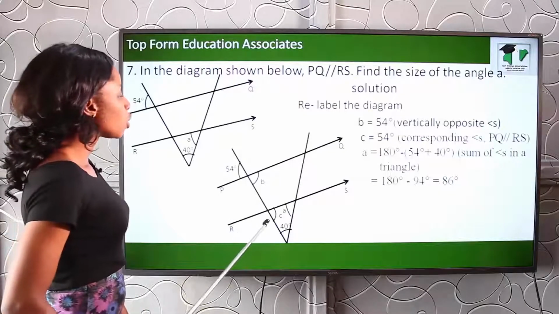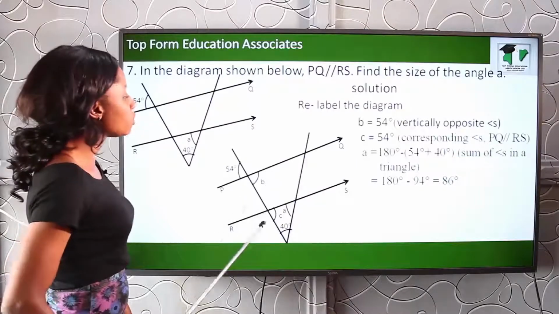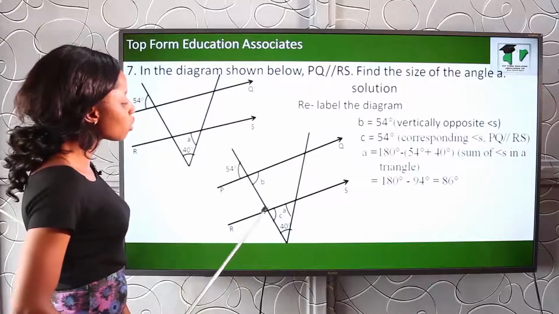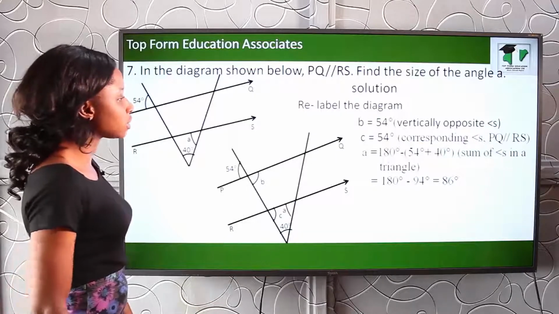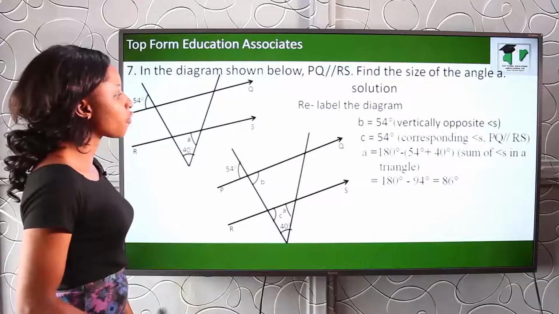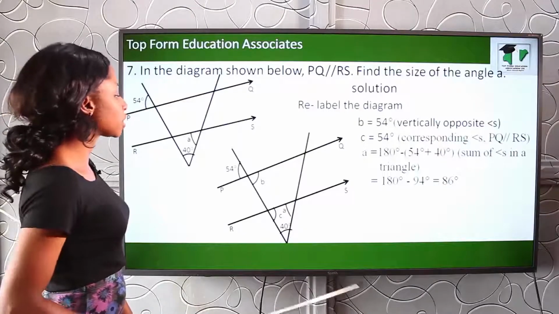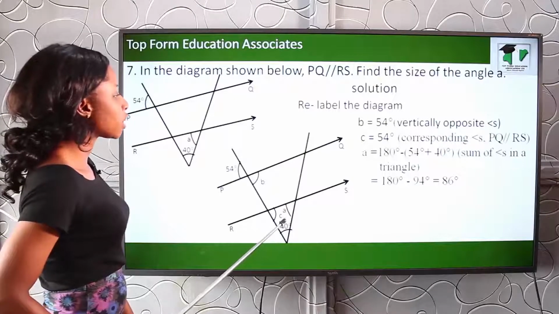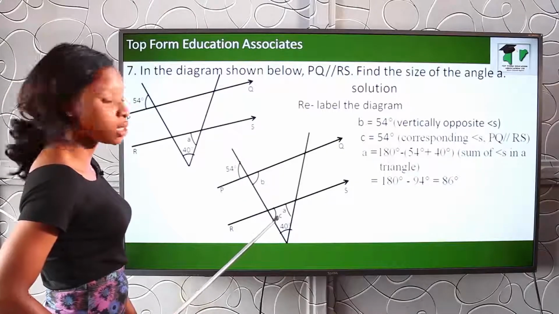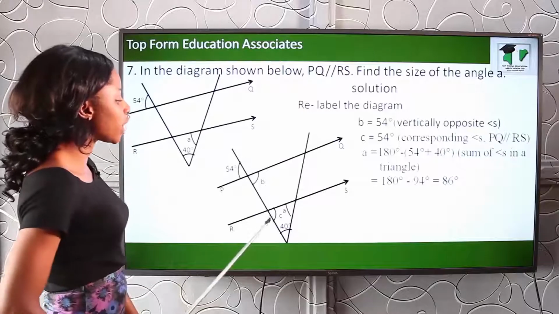And also, we can say that C is also 54, because if you look at this shape, you will see that these angles are corresponding. B and C are corresponding. So C is 54 degrees. Now, to get the value of A, we just subtract 40 plus 54, which is C, from 180 degrees, to get the value of A.